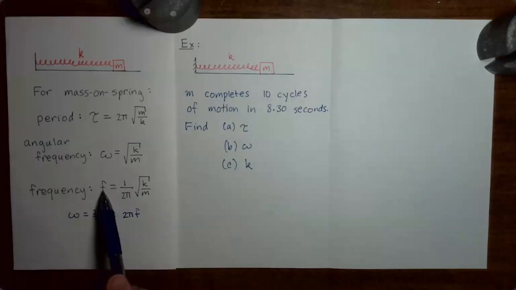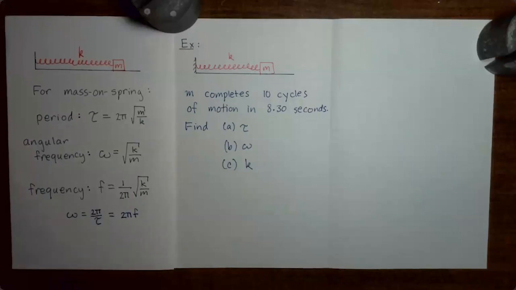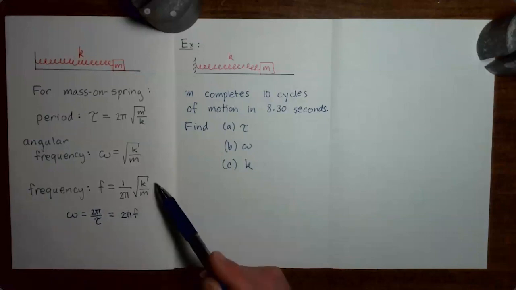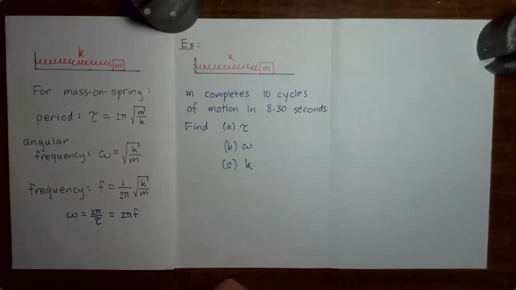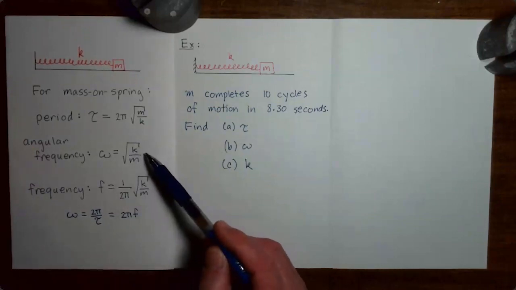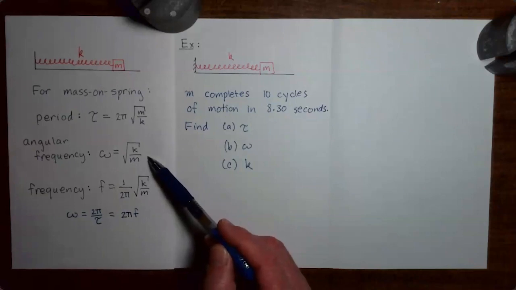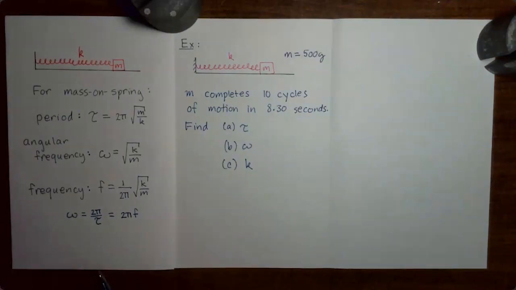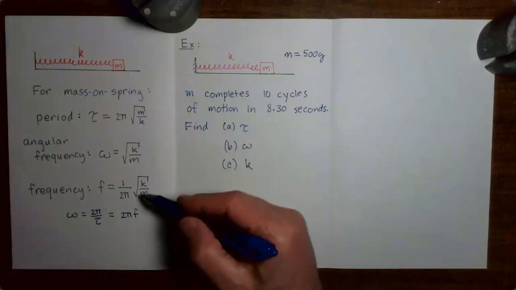The frequency of the motion is the number of cycles of motion per time. The frequency is equal to the reciprocal of the period, which is 1 over 2 pi times the square root of the spring constant over the mass. And then we have the angular frequency. The angular frequency is equal to 2 pi times the frequency, and that's just equal to the square root of the spring constant over the mass. In this video, we're going to do a short example just to start getting used to these formulas here.